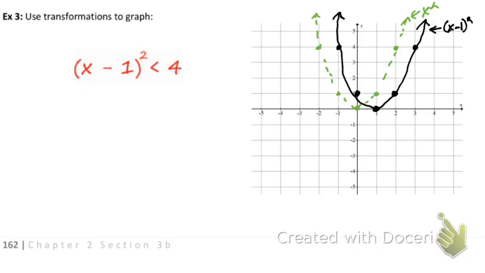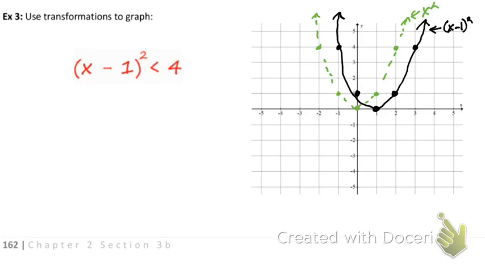Here's where it says it needs to be less than 4. When I input something, it needs to come out less than 4. So let's talk about the input outputs again. If I plug in -1, I get out 4. If I plug in -2, I get something much bigger than 4. If I plug in 0, I get out 1. If I plug in 1, I get out 0. 2 turns to 1. 3 goes to 4. 4 goes to bigger than 4.